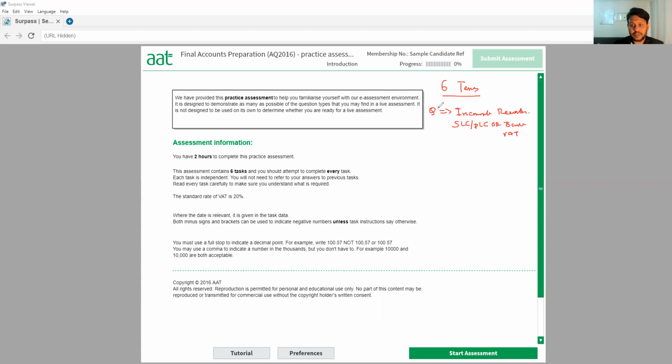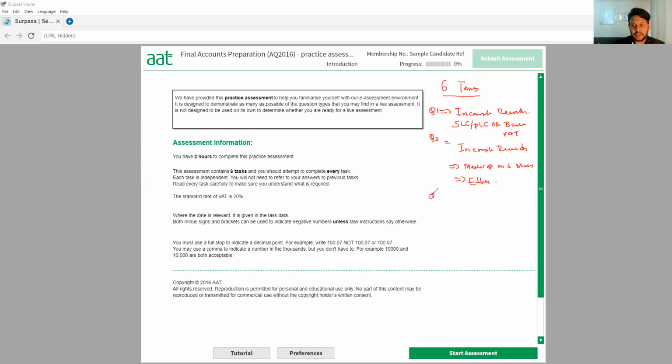Then question number 2 will be again from the incomplete records. And this question will mainly come from workings, for example, markup and margin. And also some questions will be from ethics.